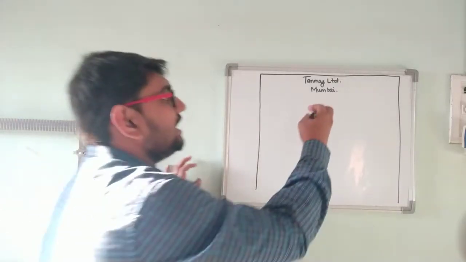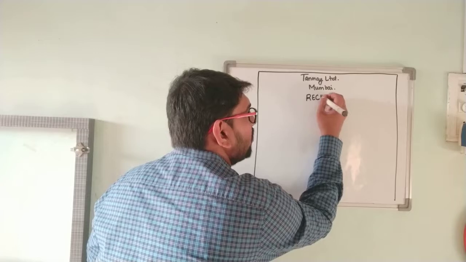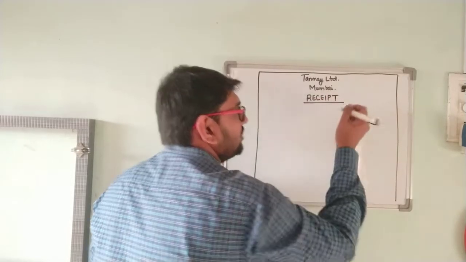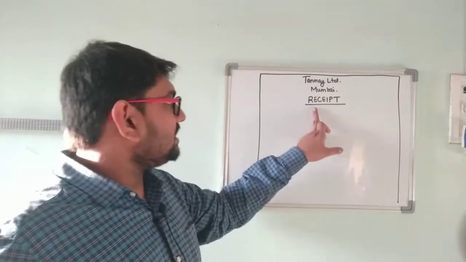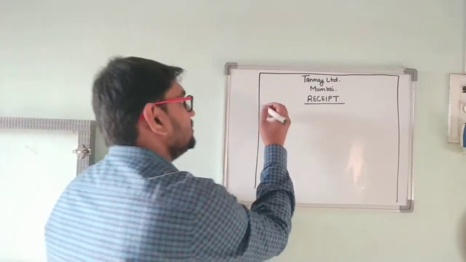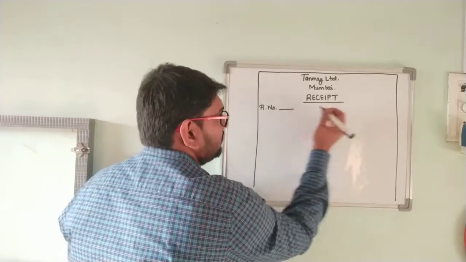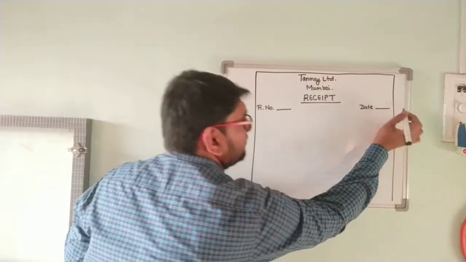After this I am going to write the word receipt in the center. This word should be bold and underlined, so that people understand what document you are making. After this I am going to write the receipt number and the date. So receipt number is also known as R number and date.